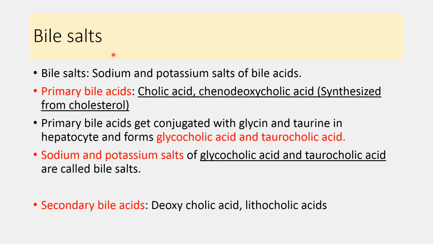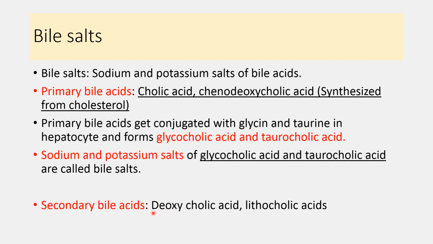Bile salts are an important component of bile. Bile salts are sodium and potassium salts of bile acids, and bile acids are of two types: primary bile acids, which are synthesized from cholesterol, and secondary bile acids, which are formed in the colon by the action of bacteria. Primary bile acids are cholic acid and chenodeoxycholic acid, and these get conjugated with glycine and taurine in the hepatocyte and form glycocholic acid and taurocholic acid. Sodium and potassium salts of glycocholic acid and taurocholic acid are known as bile salts.